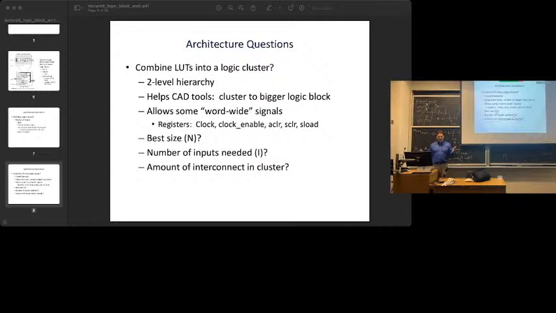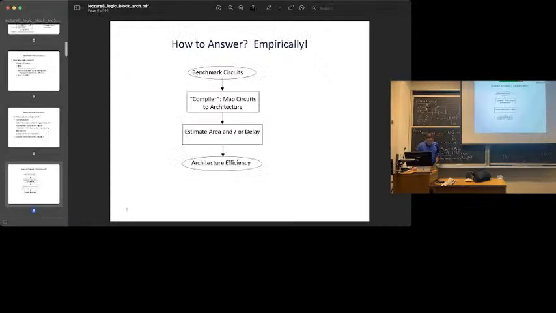Okay, so how do we answer this? You basically have to answer this empirically. We could have intuition with simpler models, but once we get into the trade-offs of this, you can't really do it without writing CAD tools. So we need some kind of compiler or CAD tool that maps circuits. So we collect benchmark circuits, or we make benchmark circuits, and we map them to our proposed architecture. And usually we have a bunch of architectures competing against each other.